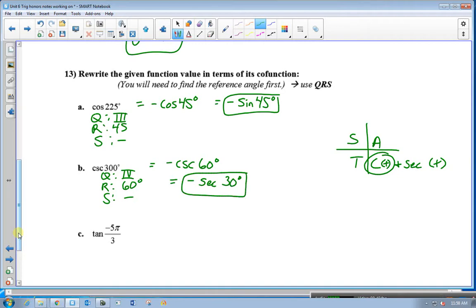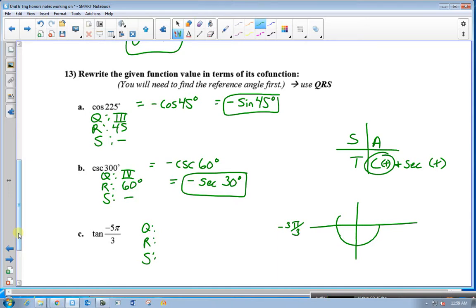And then tan of negative 5 pi over 3. Okay, so what quadrant do we think negative 5 pi over 3 is in? Remember, we're going this way, right? So this would be negative 3 pi over 3. So it's definitely got to be either in quadrant 2 or 1. You thought it was 1. Well, convert it to degrees to tell for sure. I think it's quadrant 2.